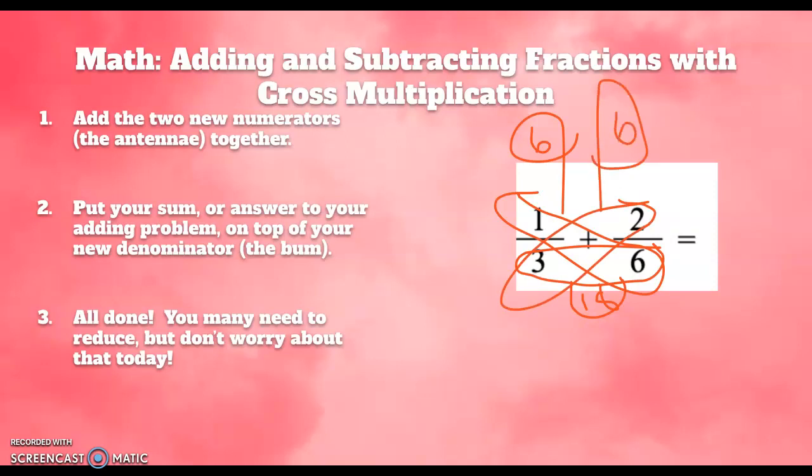Now what I'm going to do to find my final answer is I'm actually going to add together the two little sets of antennae. 6 plus 6 gives me 12. And my common denominator, my little butterfly bum, that's going to stay the same. It's going to be 18. And I have now finished adding together fractions that did not have the same denominator. So once I know they do not have the same denominator, I'm going to try this little butterfly method. So let's try one more.